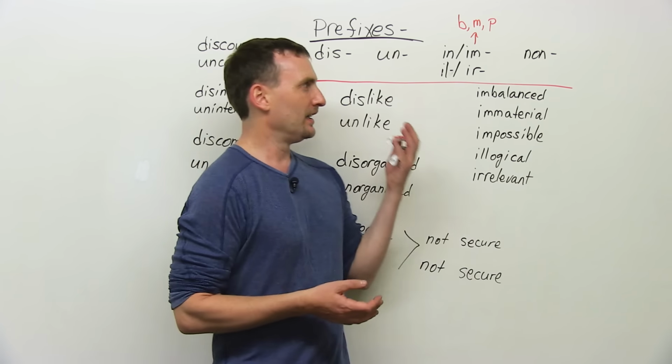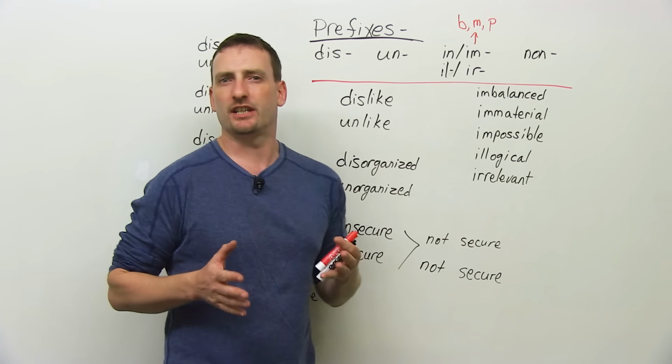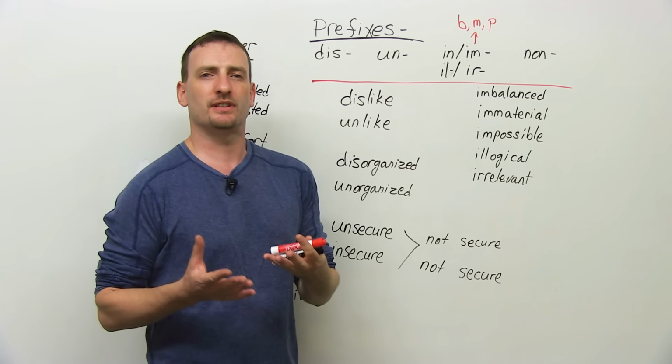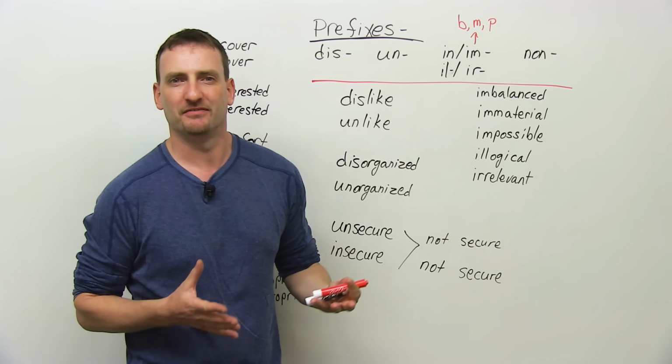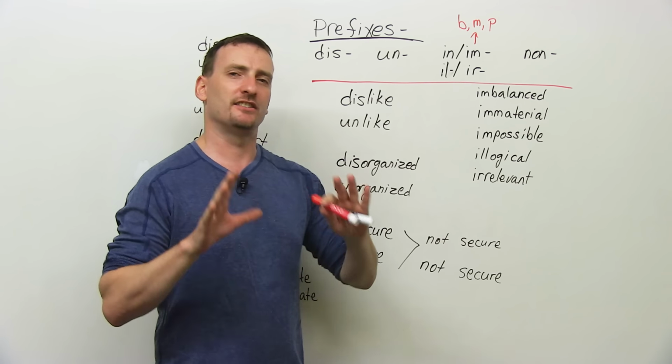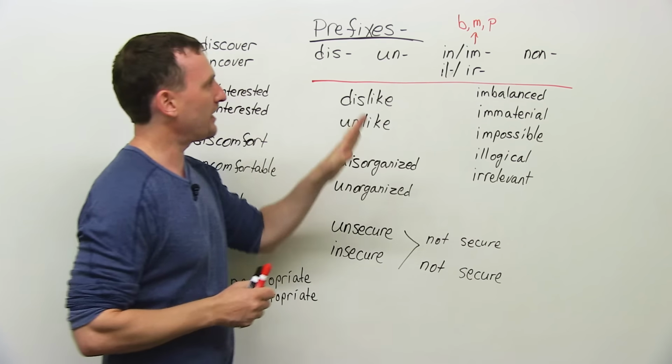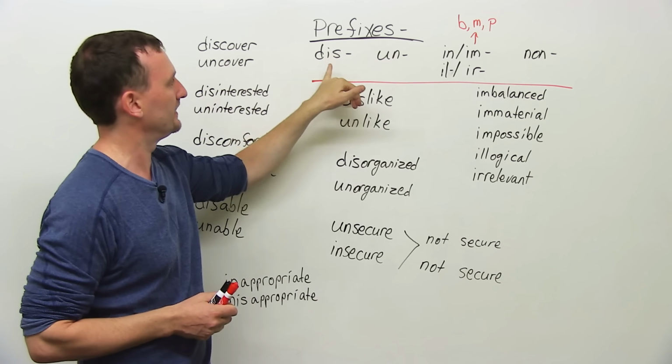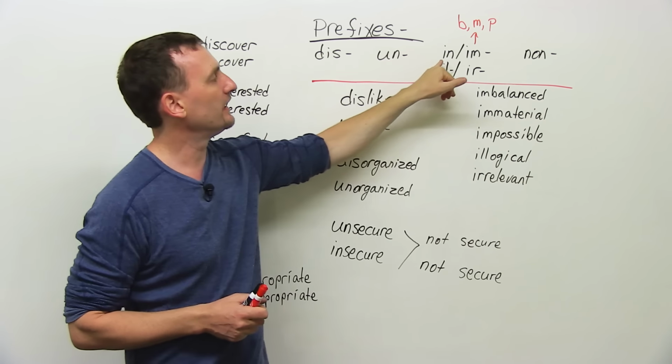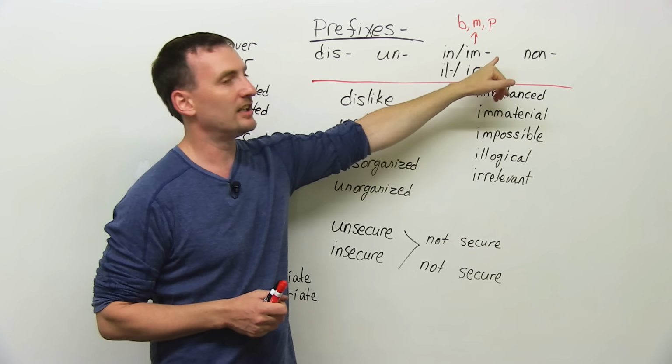I'm Adam. Today's lesson is a bit of a strange lesson. I'm going to tell you something that you can't actually learn. Well, you can learn it, there's just no rules for it. I'm talking about specifically some prefixes: dis, un, in, im, il, ir, non.